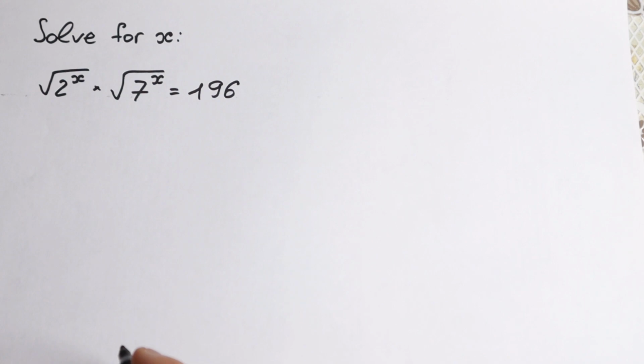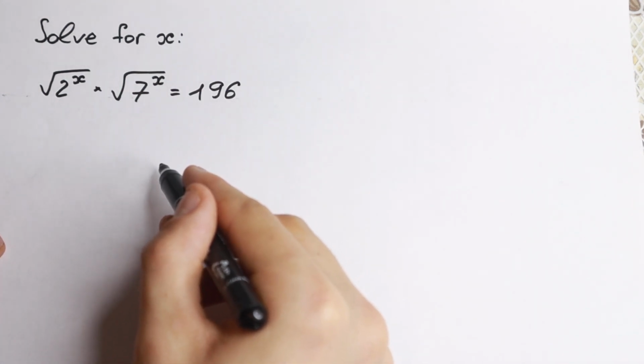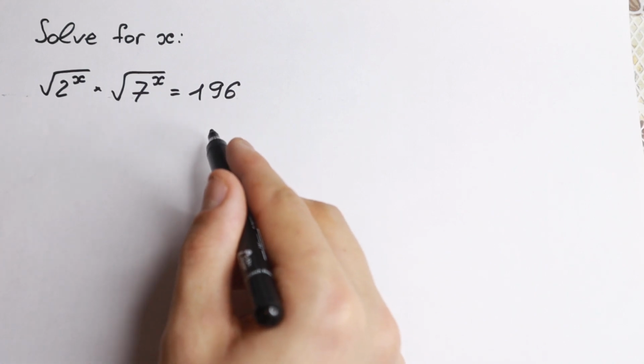Really interesting algebra problem today. We have square root of 2 to the x times square root of 7 to the x equal to 196. And we need to find x from this equation.